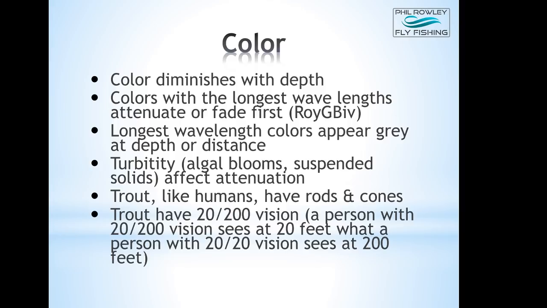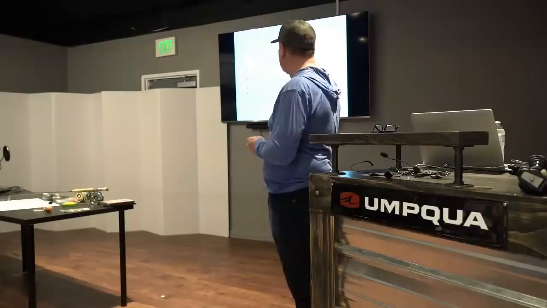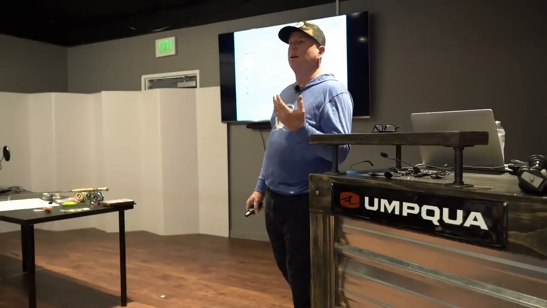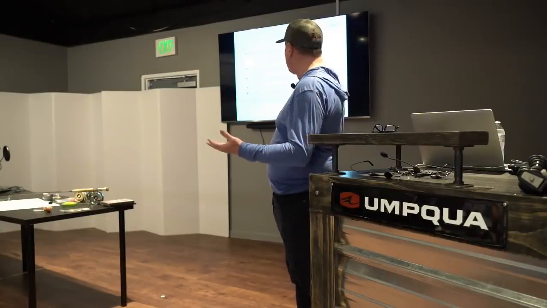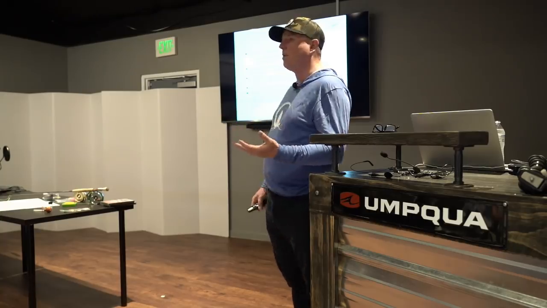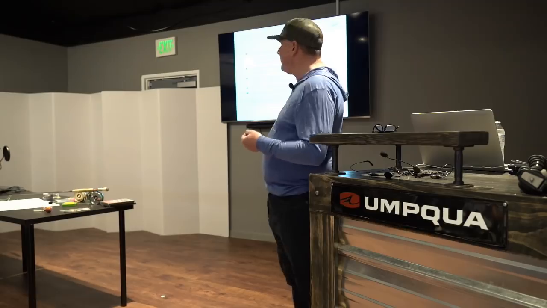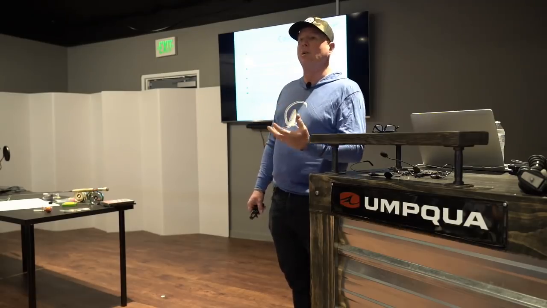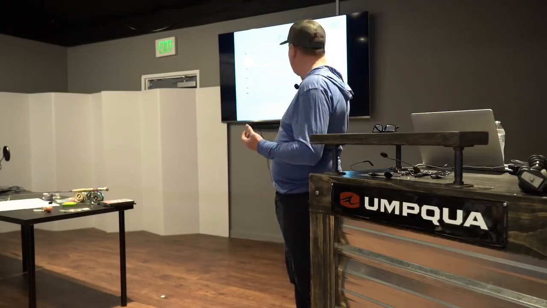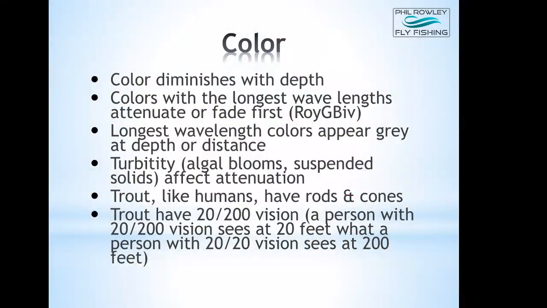And just some basic things: obviously, as sunlight penetration lessens with depth, so does the effect of color. And the long wavelength colors like reds are the first to fade. The way we remember this is Roy G. Biv. I'll show you a slide of that in a second. Turbidity, suspended matter, always affects colors as well. And trout, like us, have rods and cones: cones for color, rods for contrast, so they can see those things.